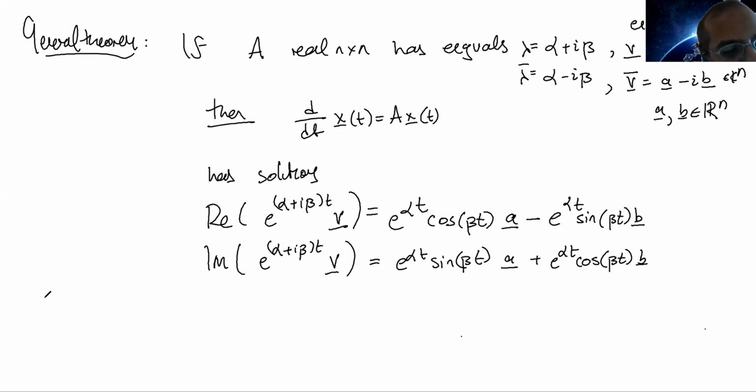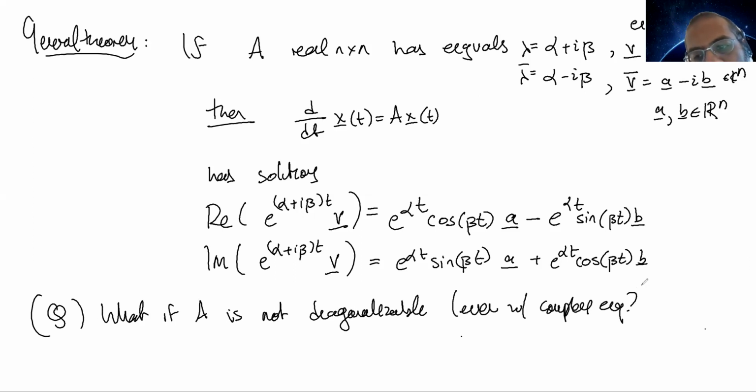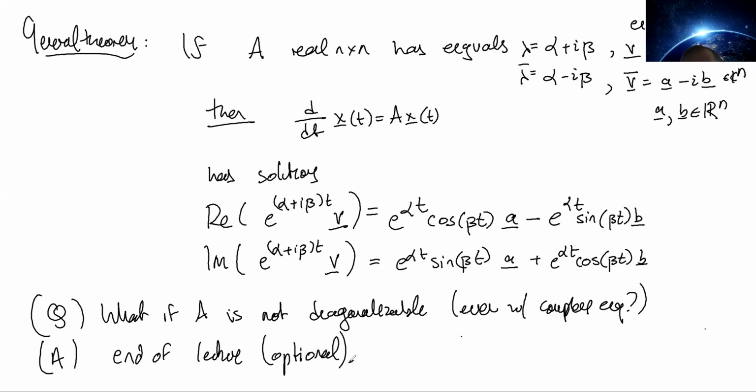There's still one remaining question, which is what if A is not diagonalizable, even with complex eigenvalues? We're not covering it in this course, but maybe I'll mention it at the end of the lecture. There is a way. It's optional. It's super cool, but we won't have time to do it in detail. So that's complex eigenvalues, the first item on our agenda.